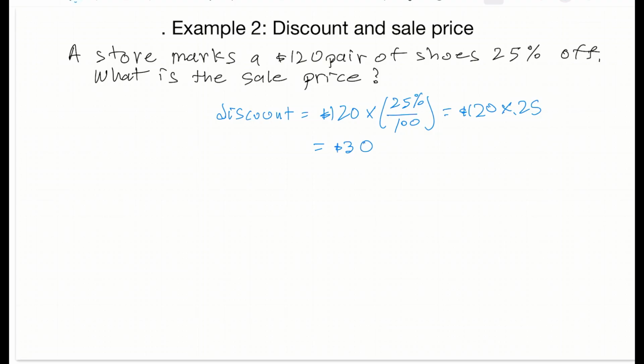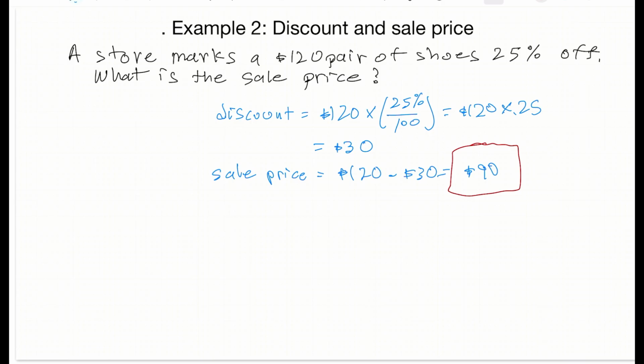So now the sale price of the shoe is the original price of $120 minus the $30 discount. So that's going to be equal to $90. So that is the sale price of our shoe.